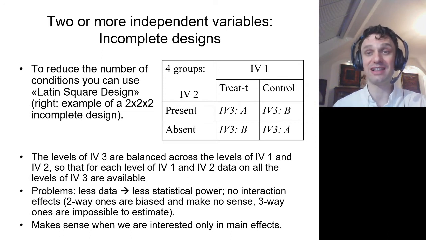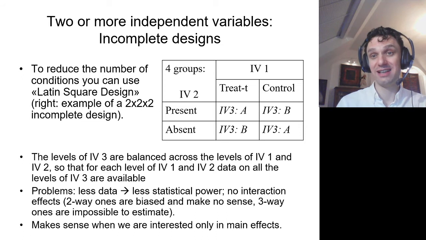As a result, why is it called Latin square? If you remember from school, a Latin square is a table where the same number appears only once in each column and only once in each row. And this is exactly the case here. So for IV3, we have A and B, and in each row and in each column of this table, A appears only once and B appears only once. But they are distributed equally across columns and rows. So in each column and in each row, the number of times A and B appear is exactly equal. This is a perfectly balanced Latin square design.